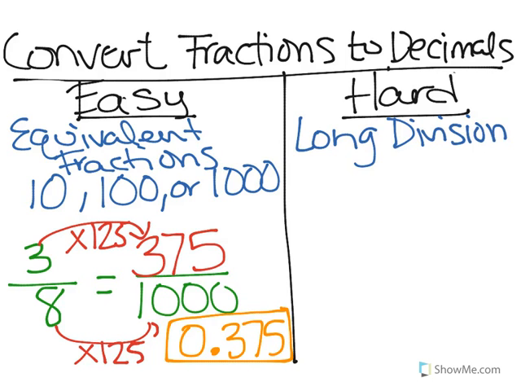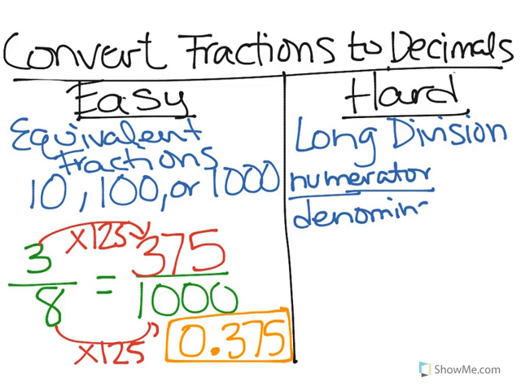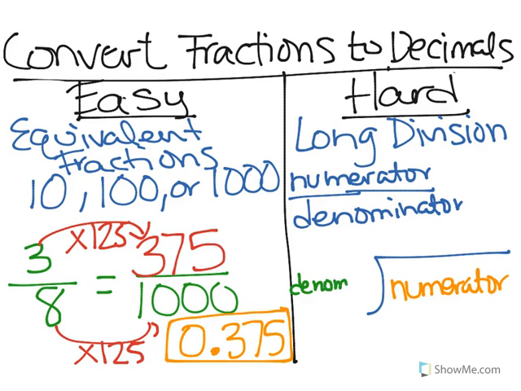Okay, and this is where you tend to have a lot of mistakes. Now, long division, you have a fraction, and a fraction has a part of a numerator and a denominator. When you set up a division problem, your dividend is going to be your numerator. Your divisor is going to be your denominator.